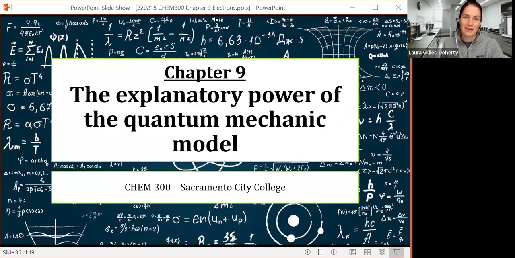Okay, so our next section is going to be on the explanatory power of the quantum mechanical model. Kind of what we've just been talking about, how quantum mechanics fits in with the periodic law and how they work together to help us better understand how atoms behave.